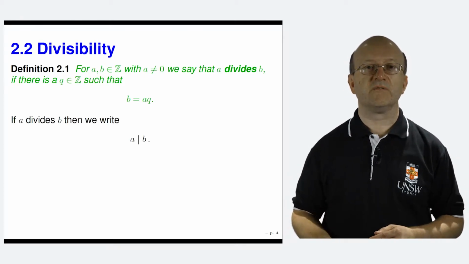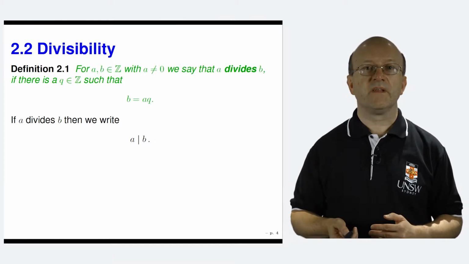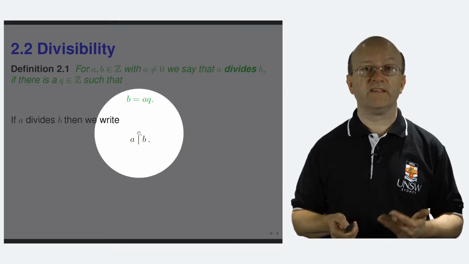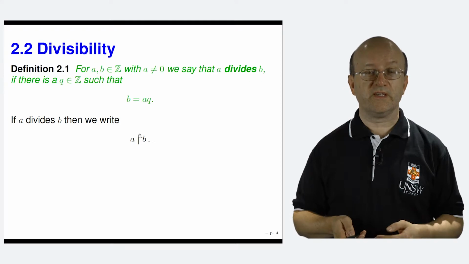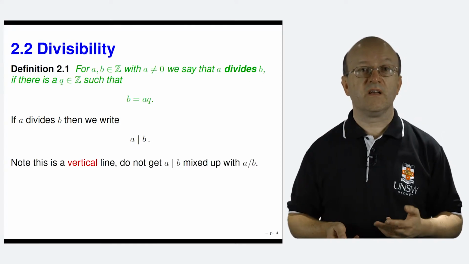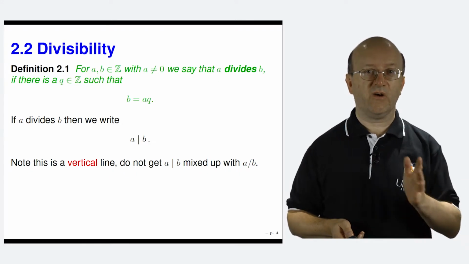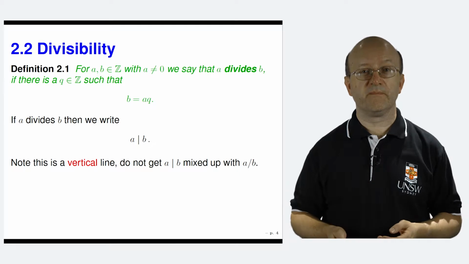Now we have our notation, and this is our notation. If a divides b, then we write this symbol here, which we read as a divides b. Now what you must not do is you must not confuse this with a over b. It's a vertical line there, a divides b. So don't get a divides b mixed up with a over b.